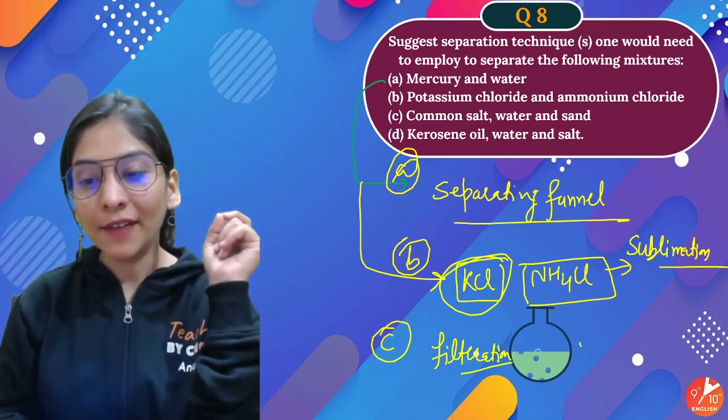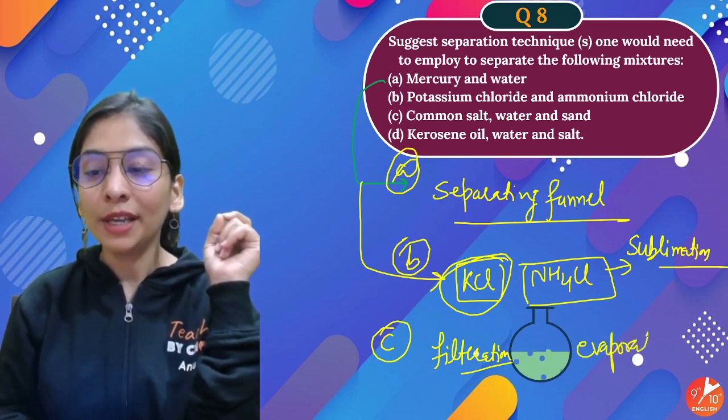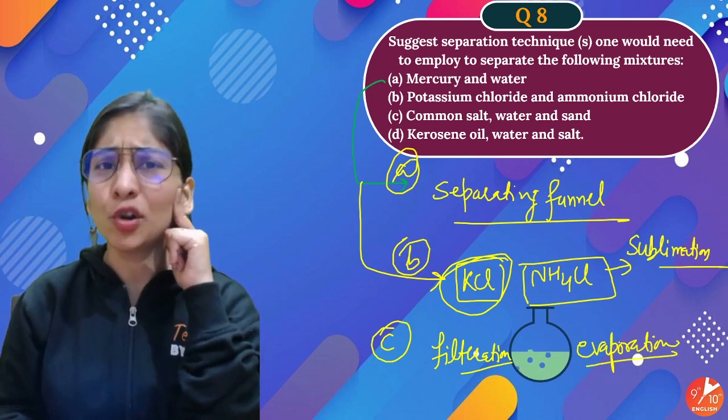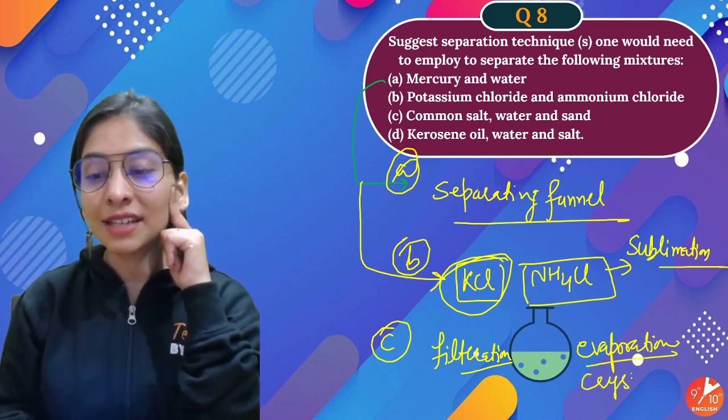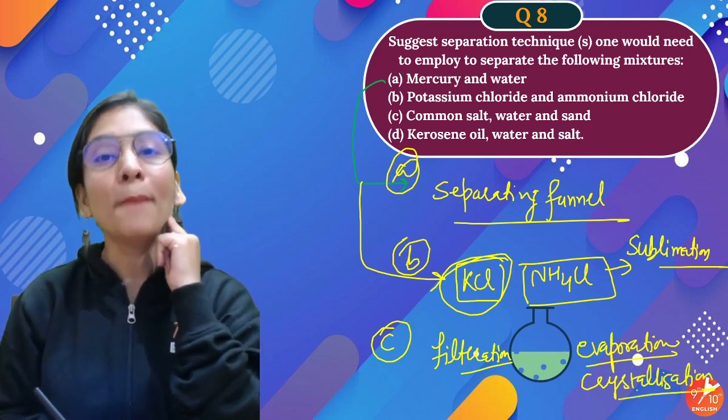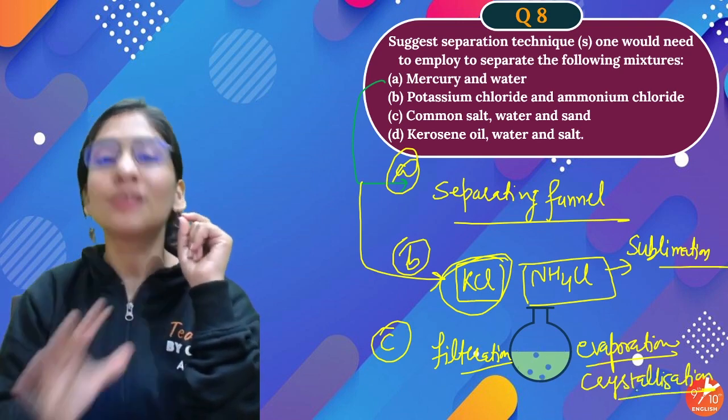We can use evaporation also, but I told you evaporation is something that might not give us the pure substance, pure salt. So I can use crystallization as well. That's a better method. Crystallization is a better method. I told you why so.